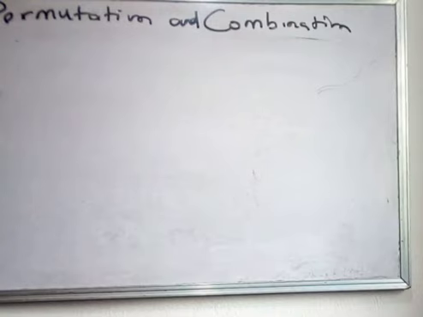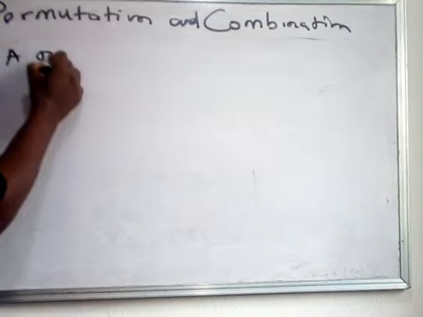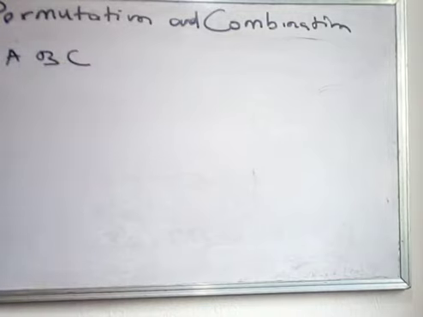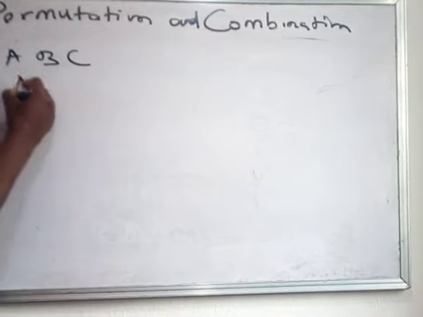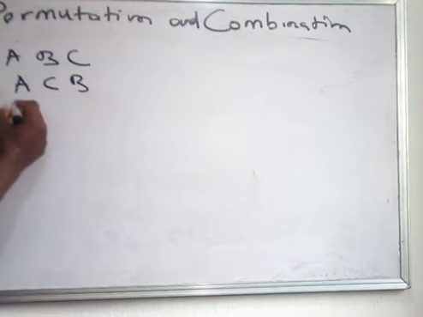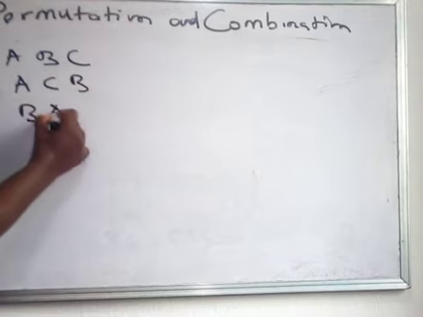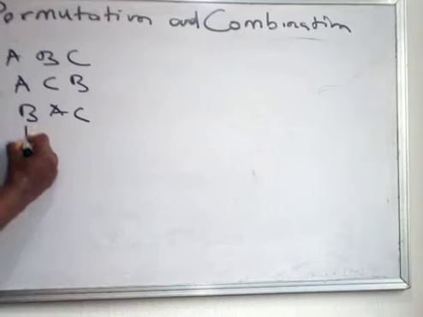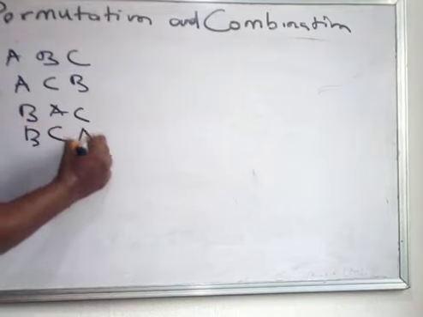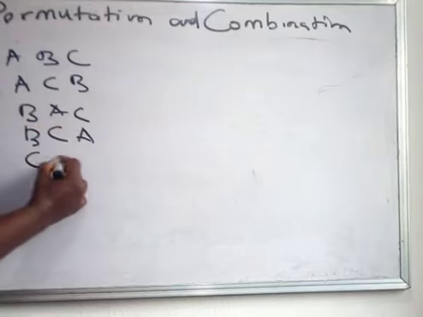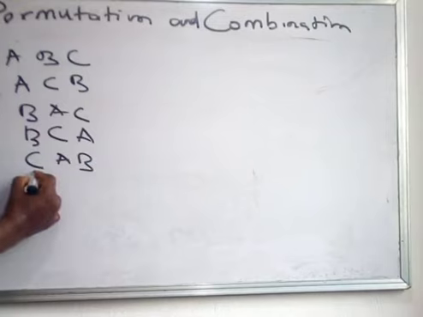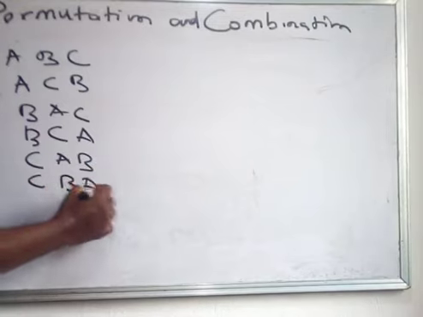Now let's use this example. Imagine you are asked to arrange 3 people, A, B, C, on a line. How many ways can you arrange them? Of course, you can have A, B, C. You can also have A, C, B. You can also have B, A, C. You can also have B, C, A. You can also have C, A, B. And we can have C, B, A.